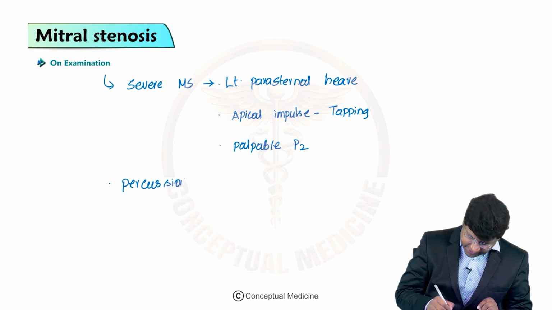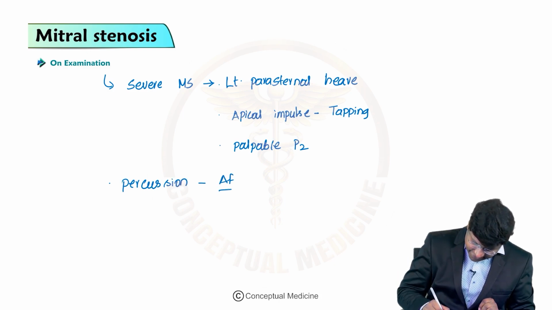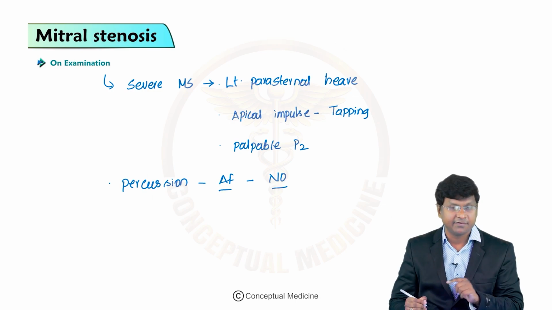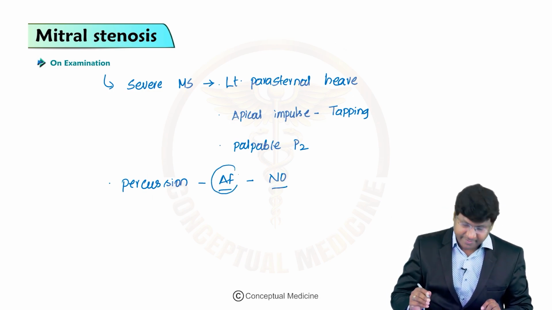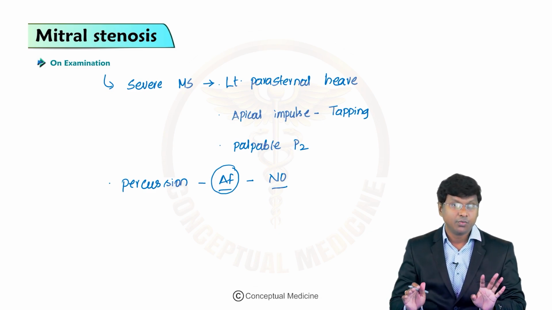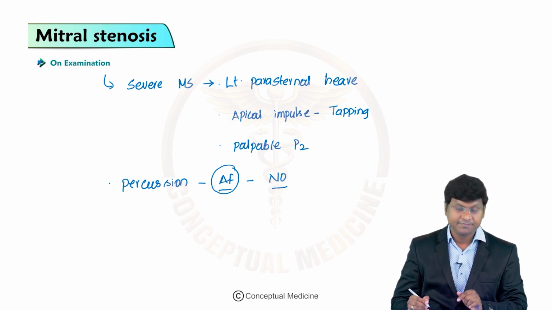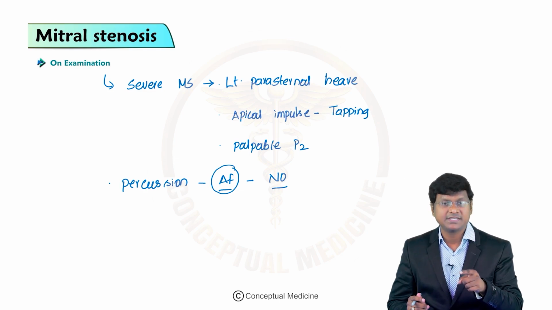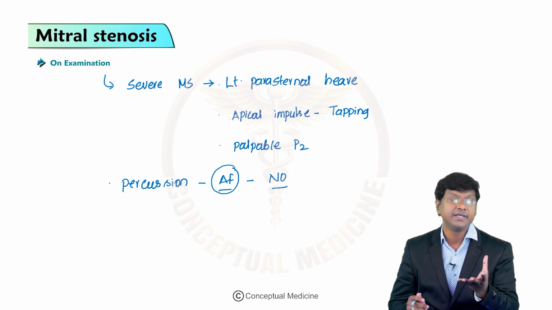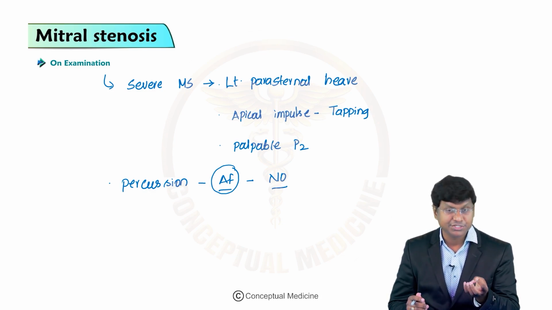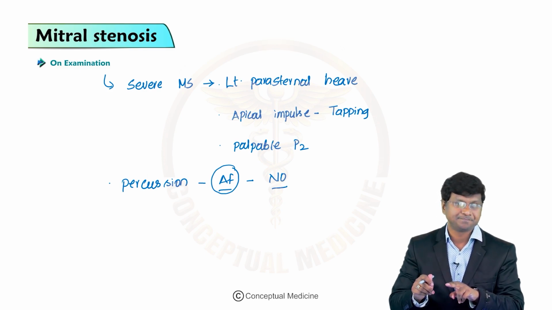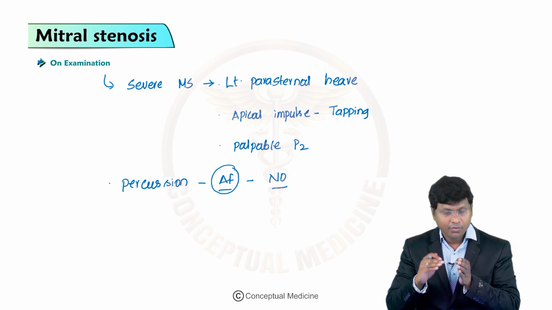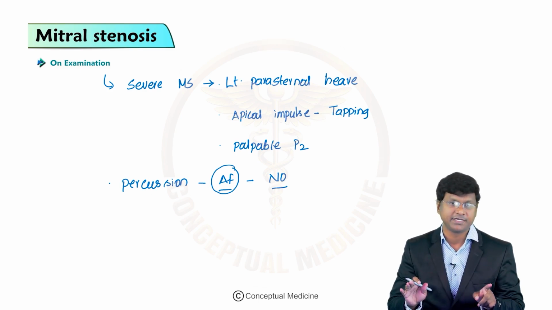Then you take the percussion. Let me tell you, if the patient of mitral stenosis is in atrial fibrillation, percussion should not be done. Why? Because in patients with atrial fibrillation, there is a chance that there is a clot of blood within the left atrium. Once there is a clot within the left atrium, there is a high chance that this clot can shower emboli whenever you do percussion. So that is the reason why in patients with severe pulmonary hypertension in atrial fibrillation, no percussion.